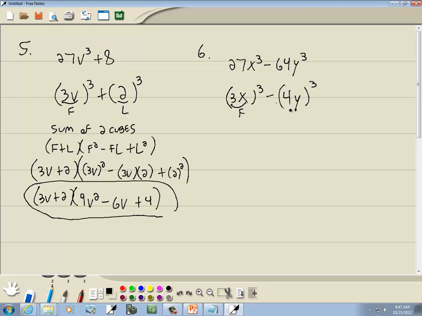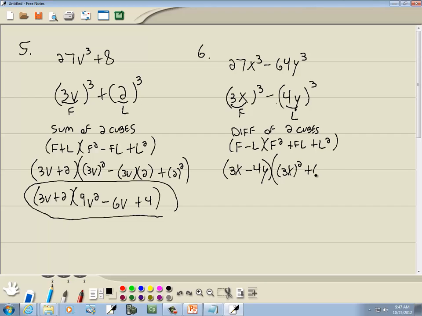I'll label this as F for my first set of parentheses. I'll label that as L for my last set of parentheses. The formula for the difference of two cubes is F minus L times F squared plus FL plus L squared. Now everywhere there's an F, I'll plug in 3x, and everywhere there's an L, I'll plug in 4y. So we have 3x minus 4y times (3x) squared plus 3x times 4y plus (4y) squared.